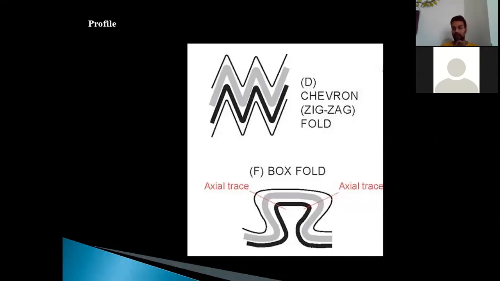The other well-known example on the basis of profile is the box fold. It means when you cut the fold, you will get a box type of profile. This box type of fold has two axial planes, because you can see here there are two curvatures. A flattened portion is there, and at the ends there are two curvatures. So ultimately they develop into two axial planes.